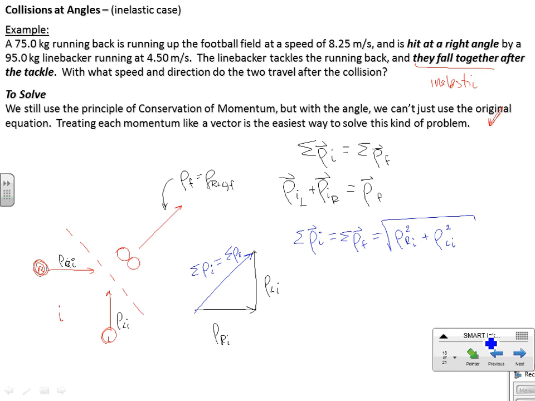Make sense? Right? This is a vector addition. I don't know if I should put the vector sign here because really we're finding the result. Really we're finding the magnitude of that vector. All right, but that's how we find the magnitude. So here we would do, let's say that the net initial, which is equal to the net final, is the square root of, well, now mass of the running back, velocity of the running back initial, square that, plus mass of the linebacker, velocity of the linebacker initial, square that. Okay?